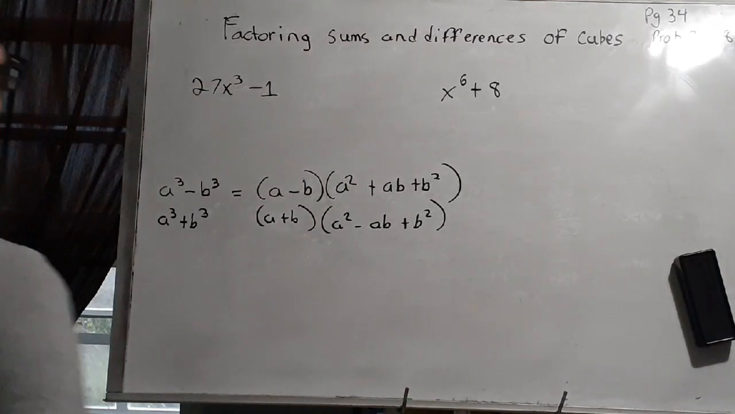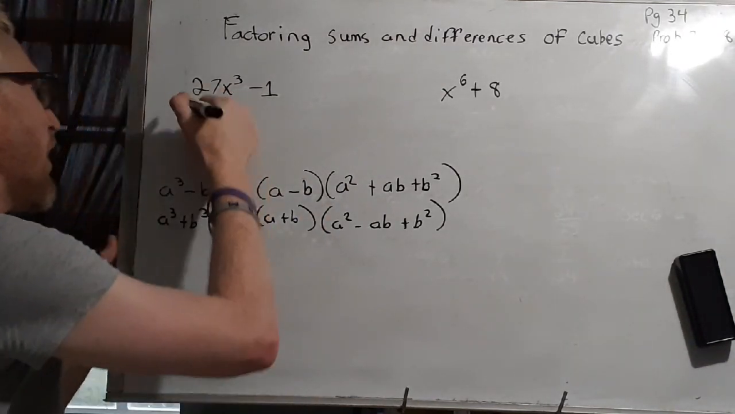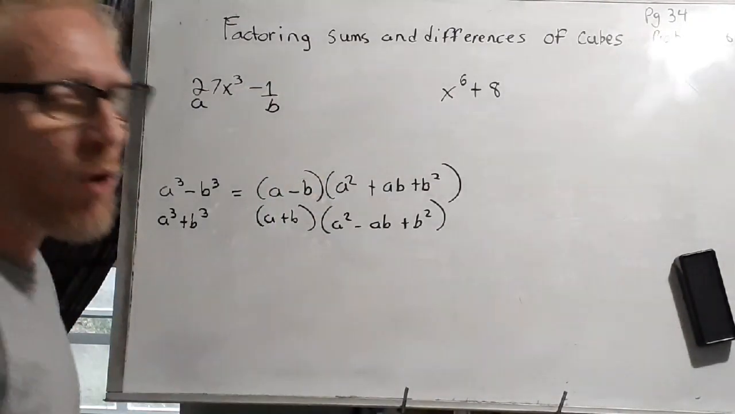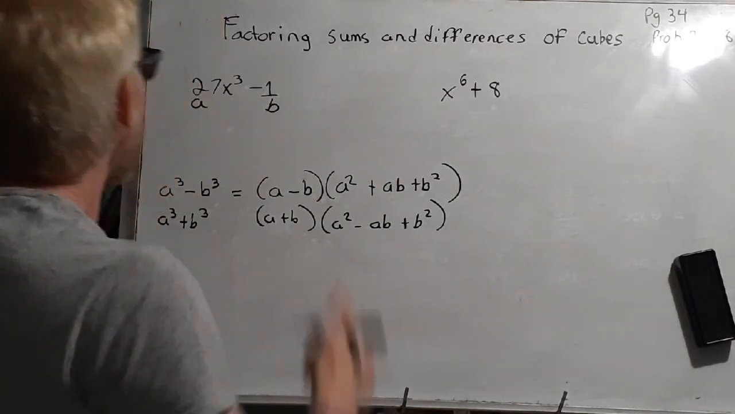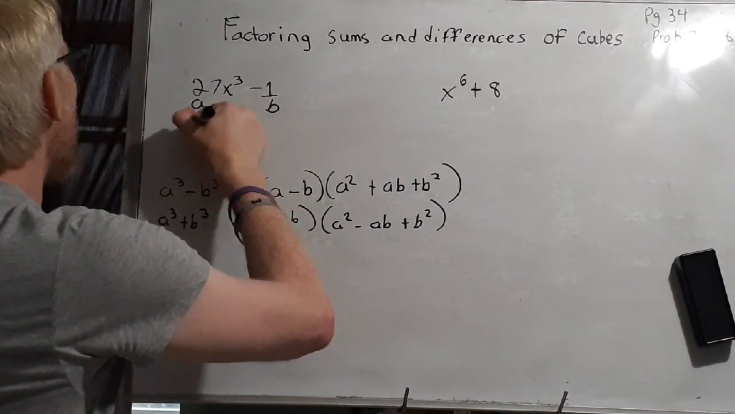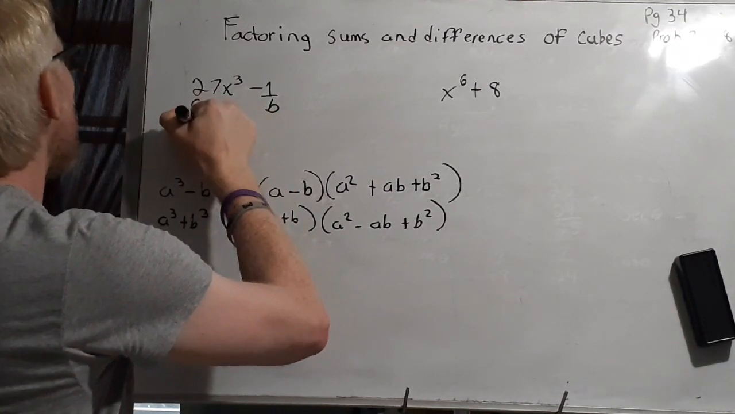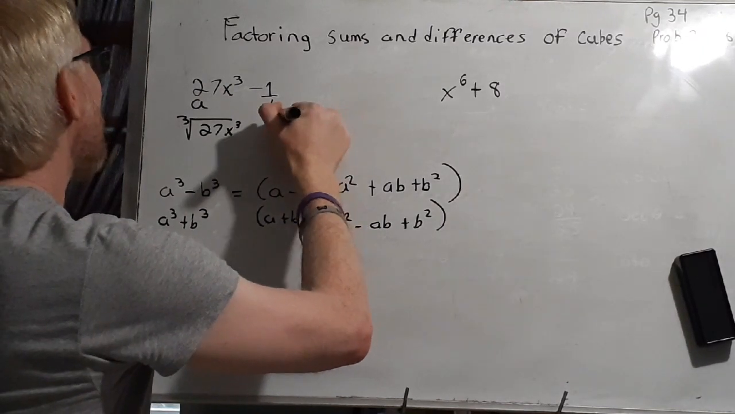So let's look at the first one. You have 27x cubed minus 1. Now, I know that this would be my a, and this would be your b, but what you want to do is actually find the cube root of each number first. So the cube root of 27x cubed and the cube root of 1.